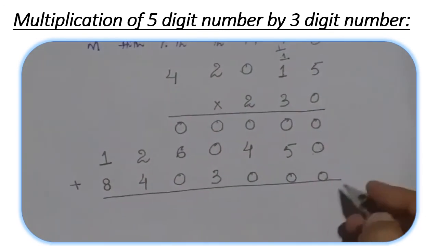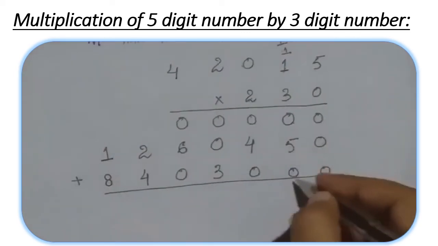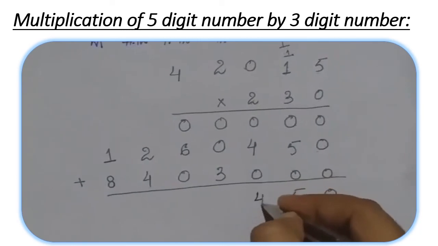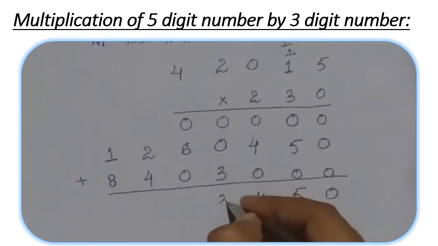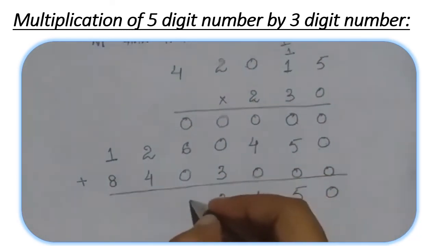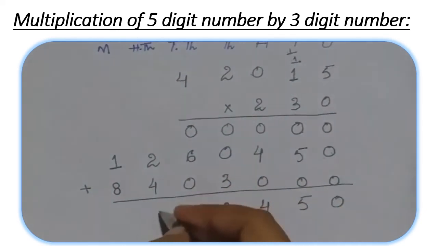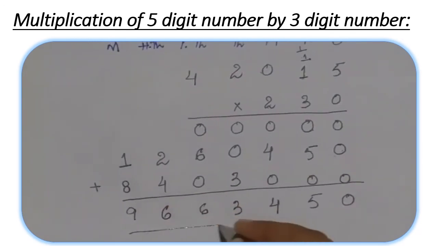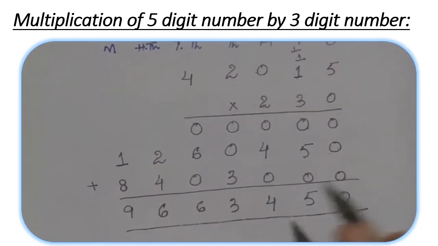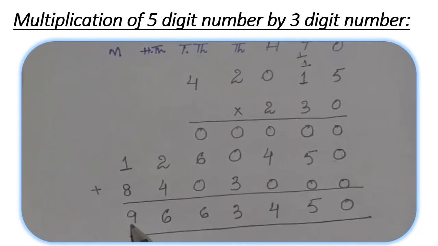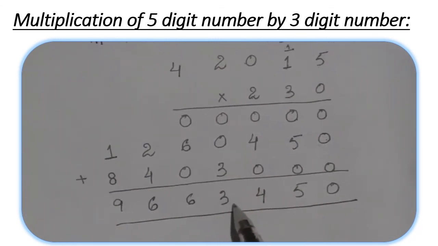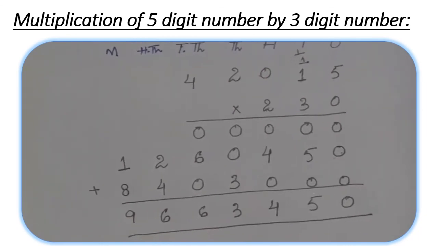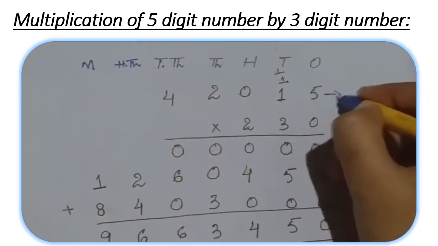0 plus 0 plus 0, 0. 0 plus 5 plus 0, 5. 0 plus 4 plus 0, 4. 0 plus 0 plus 3, 3. 0 plus 6 plus 0, 6. 2 plus 4, 6. And 1 plus 8, 9. So this is our final answer, which is 9,663,450.